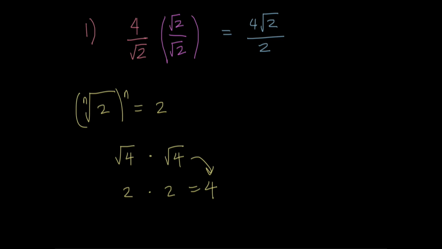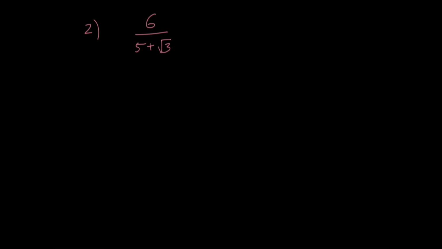We could still simplify this. I could take away the 2 in the denominator and the numerator. So that leaves me with 2 root 2 over 1. And 1 in the denominator is redundant. So 2 root 2 would be the answer. Let's do a couple more problems. Let's look at this one.